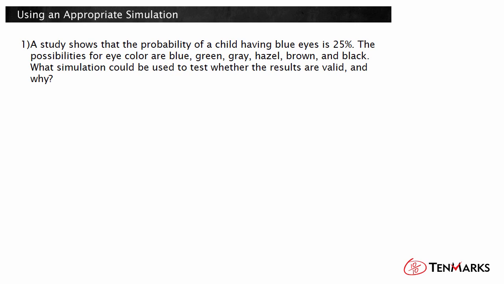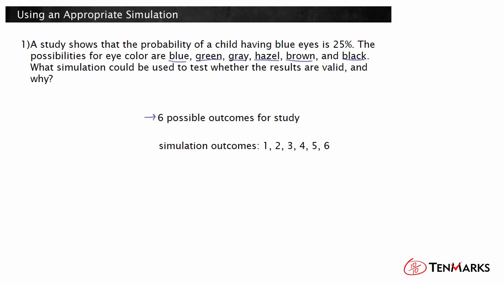Remember, to create a simulation, you need a means to create the same context for the probability outcomes of the study. In this study, there are 6 possible outcomes. Therefore, the simulation needs to have 6 possible outcomes as well. Consider rolling a number cube. In every rolling of a number cube, there are also 6 possible outcomes.